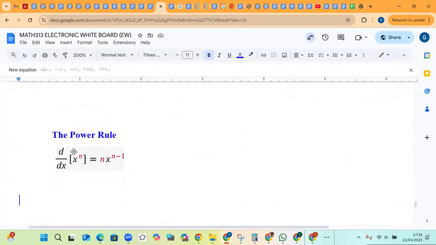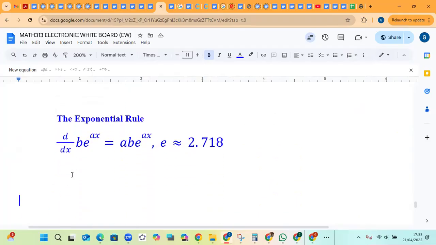You have the power rule. The power rule is such that you have a coefficient and a variable with a power, which is a number. To differentiate such a function, you multiply whatever is in front of the x, it could be 1, it could be 9, by that power, and then you subtract 1 from the power, and that will give you the derivative of such a function.